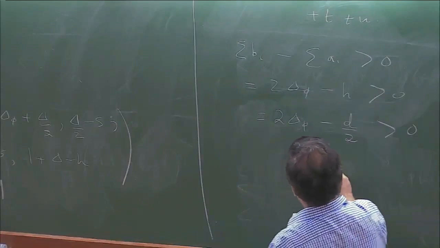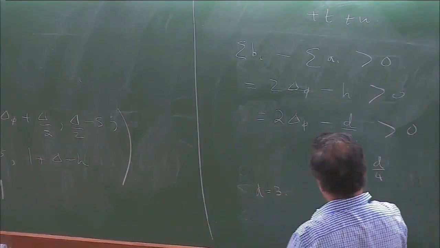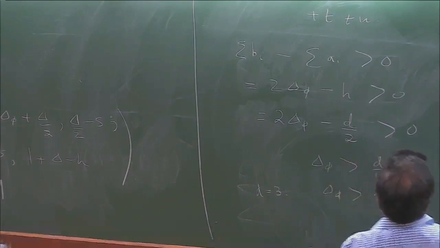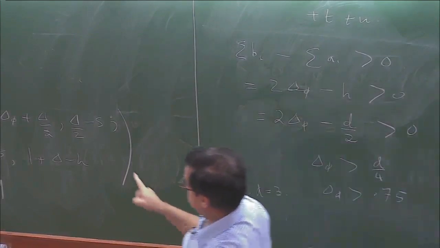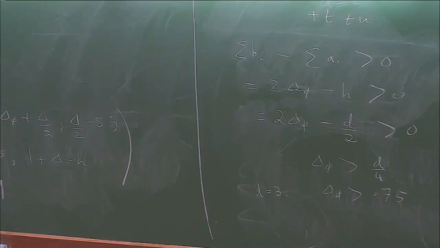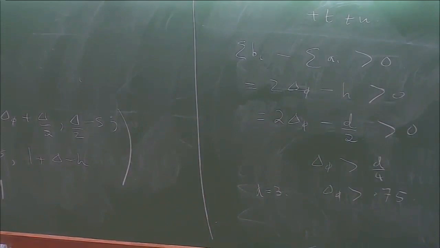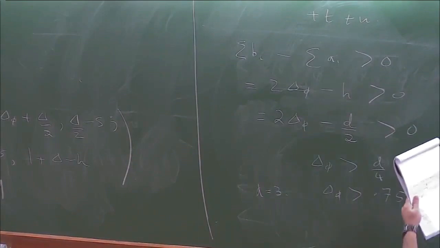So this means that delta phi should be bigger than d by 4. If I am in 3 dimensions, this expression is valid only for delta phi bigger than 0.75. But the numerical value for the 3D Ising model is delta phi equal to 0.518 and so on. So we have to analytically continue this into a domain where it is valid. And that can be done. When you analytically continue, there's a nice expansion that this simplifies to.